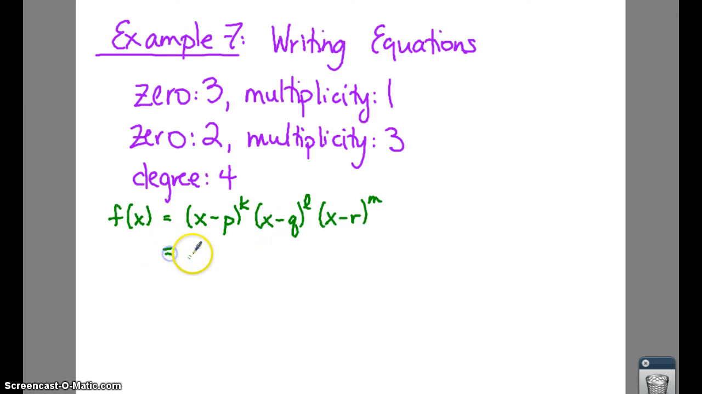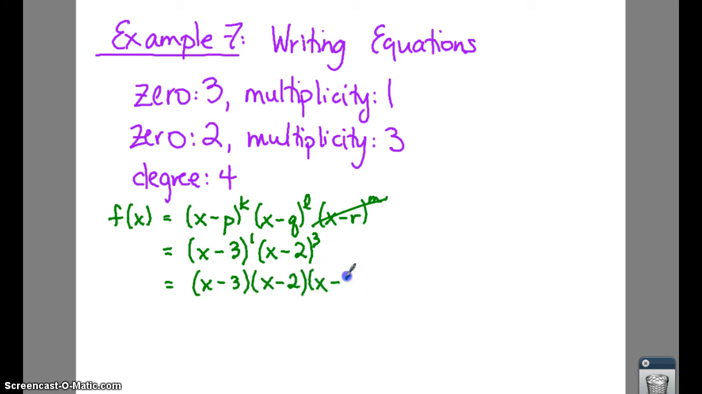So if we look at what we are given, we have x minus, where your zero is a 3. So we're going to put a 3 here, and you have a multiplicity of 1, so our k would be a 1. If you have x minus 2, and you have a multiplicity of 3, that's what you plug in for L. Now this one we don't even need. We can't just leave our answer like this. We actually have to list out how many sets of parentheses you have. Your x minus 3, there's only 1, but x minus 2, there are 3 of these. And we should be getting a degree of 4 because we should have 1, 2, 3, 4 x's.